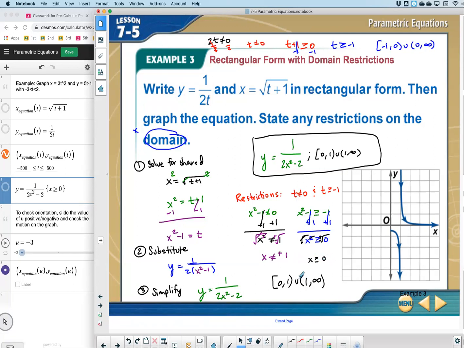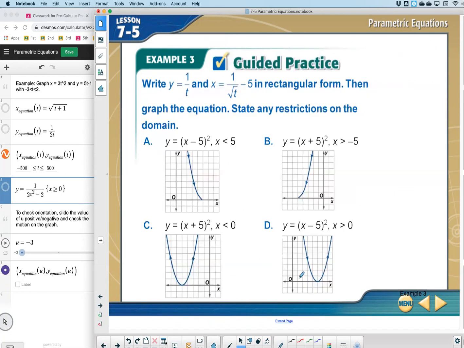So that was kind of a lot there. I'm going to let you do one. It's going to be a lot easier if you just graph it and look at your restrictions from there. So that's what I would recommend for DOL number 3.